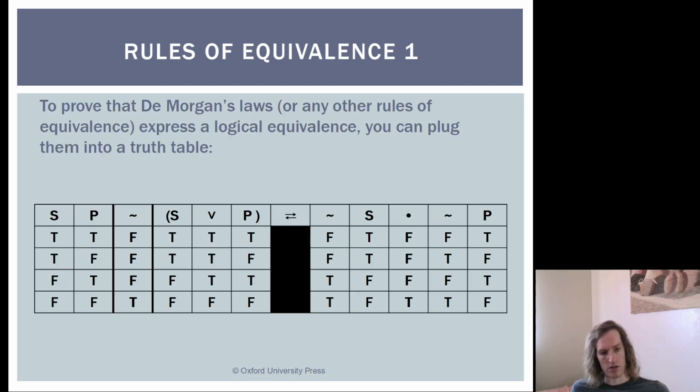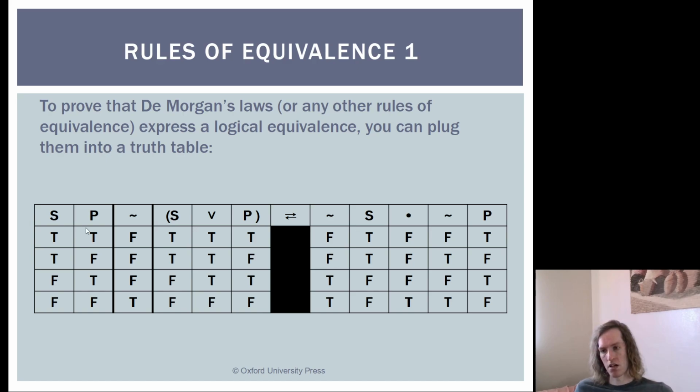All right, so here's just an example of how rules of equivalence are going to work. If you're suspicious about any of these, you can go ahead and plug them into a truth table, and you'll see that it turns out these are going to be logically equivalent.